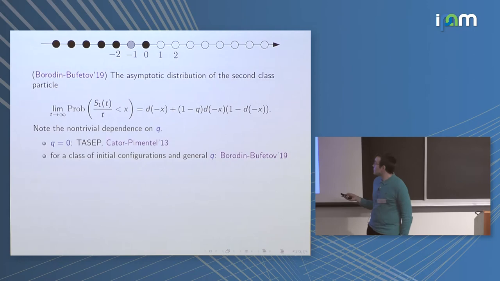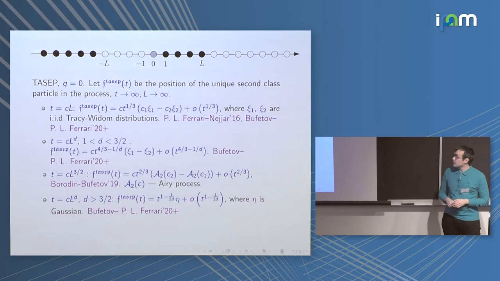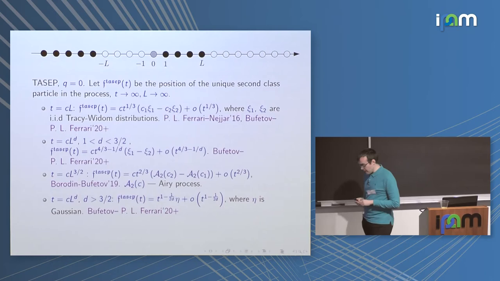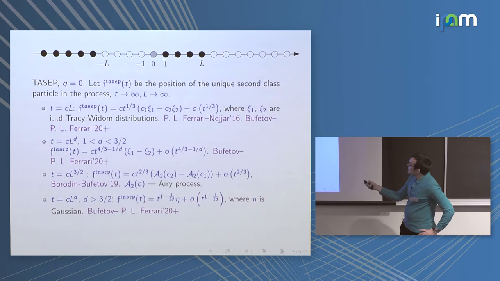So let me formulate a couple of others. This one will be about TAZRP on integers, so TAZRP with q equals 0. And the initial configuration will be as follows. We have a step initial condition, with first class particles from minus L to the left. And then we have a block of first class particles from 1 to L. And then a second class particle is placed at 0.